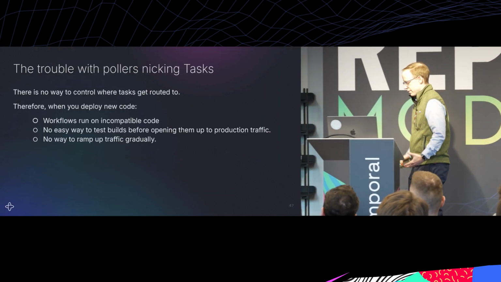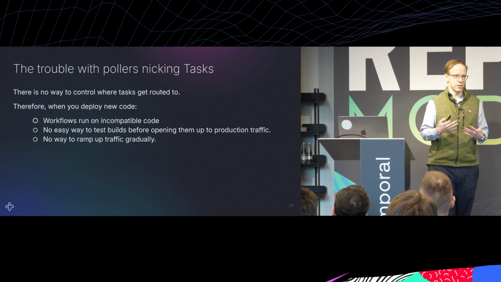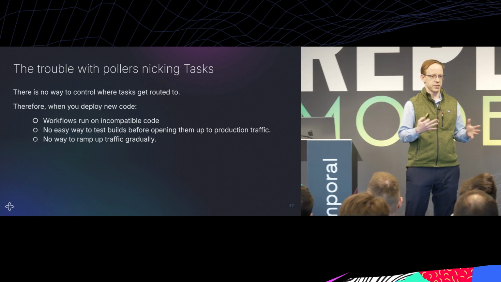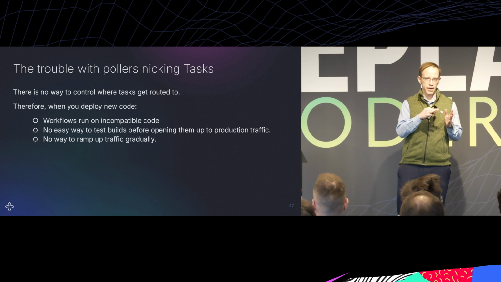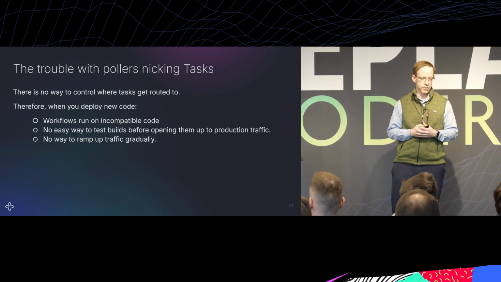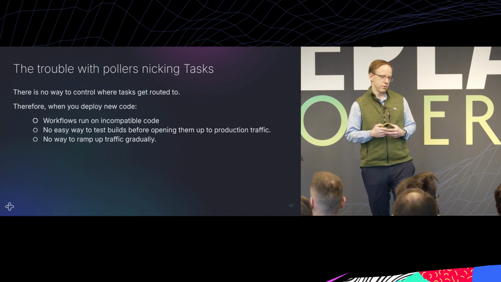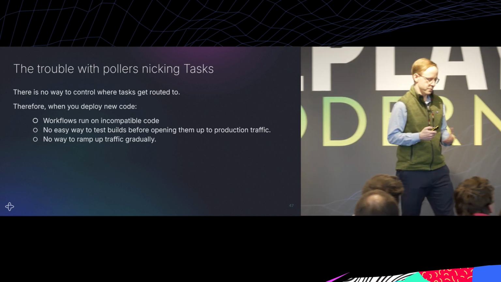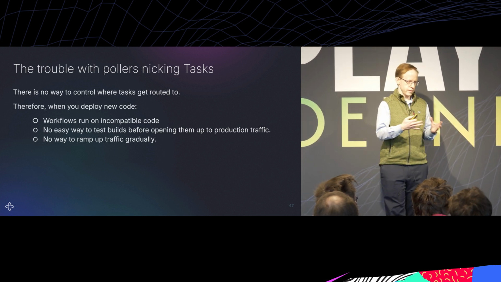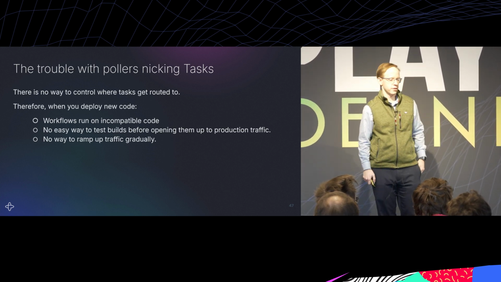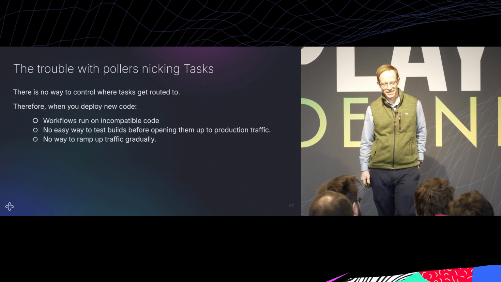So why is this bad? Well, for one thing, you can't test a new build when you deploy it. There's no mode where it's like, I'm polling, but I'm not getting production traffic yet. And once you're past that phase, there's no way to ramp traffic gradually up on the new build to dip your toe in the water. And then the headline problem, which is why the room is filled up, is that your new build can yoink old workflows and run them on incompatible code. I think they say nicking in these parts.